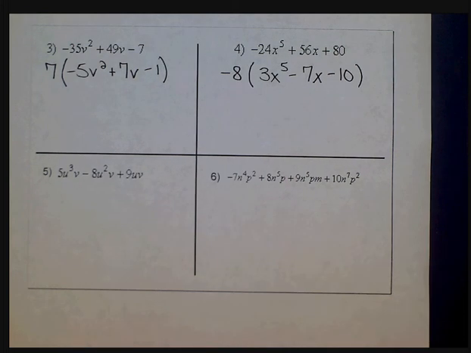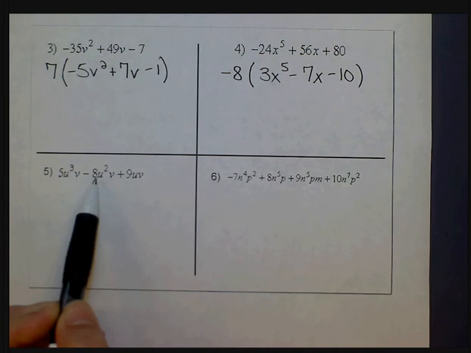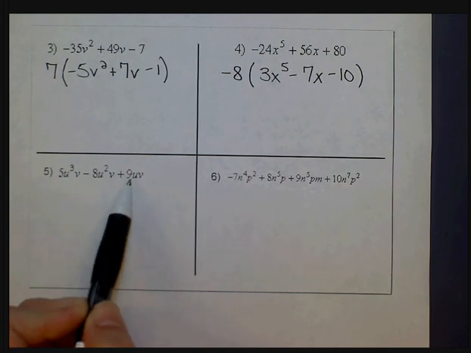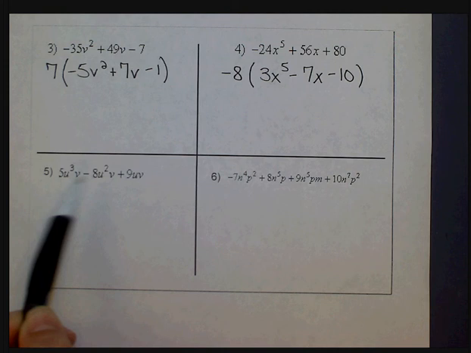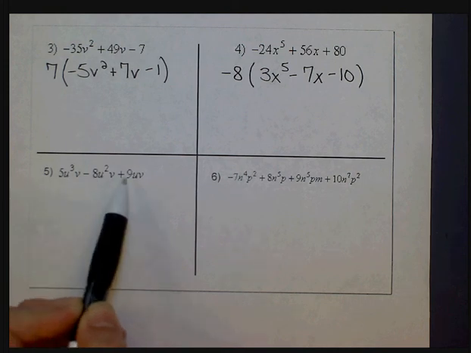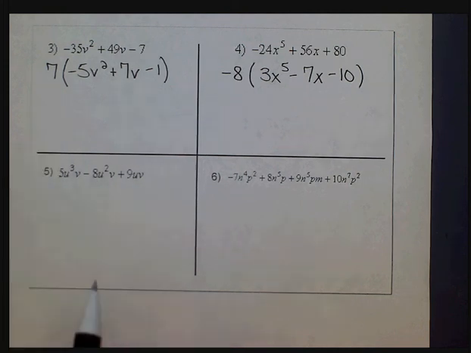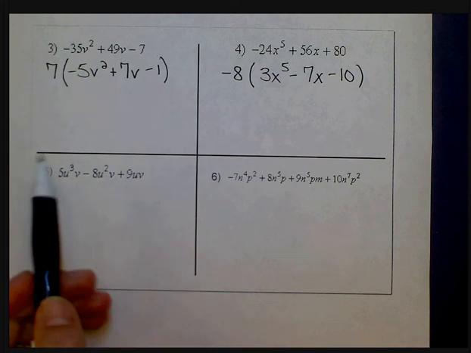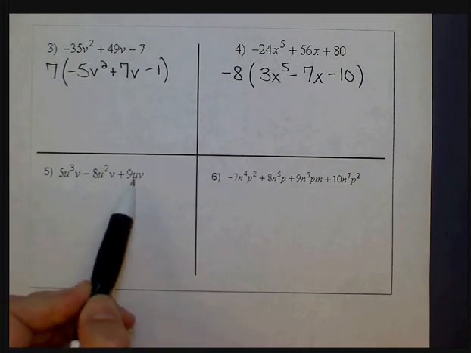All right, when I look down at number 5, I see that I have more variables, so I'll probably have something in common with the variables this time. So I look at my numbers first, 5, 8, and 9, and they don't have any common factors. 5 is prime, so these would have to be divisible by 5, and they're not. So there's no number to pull out in front. So I move to the variables. I have a u to the 3rd, a u squared, and a u.